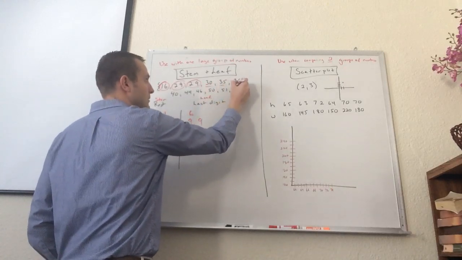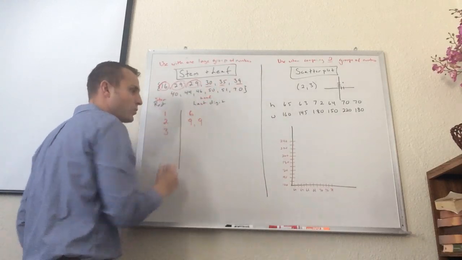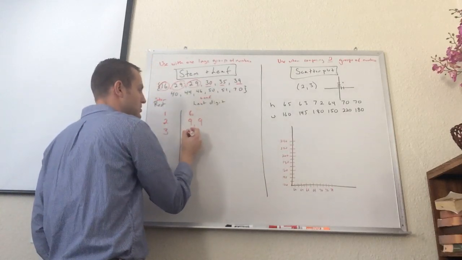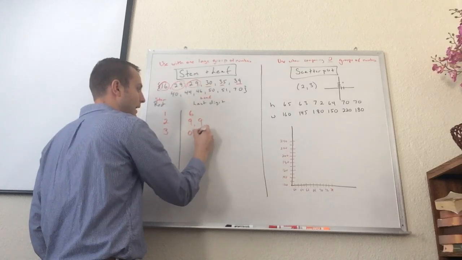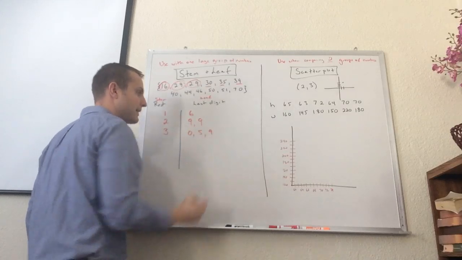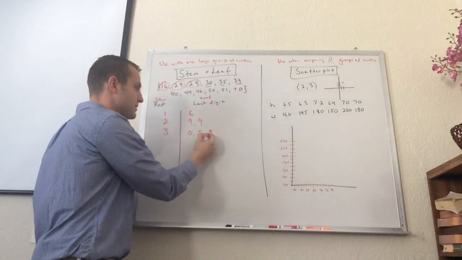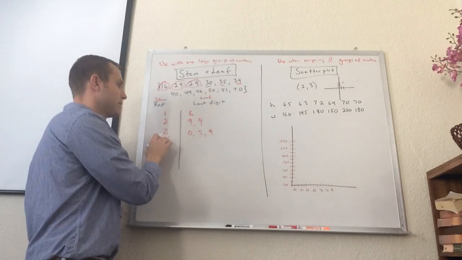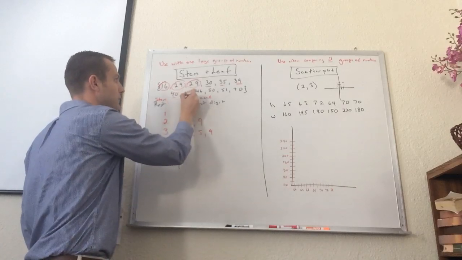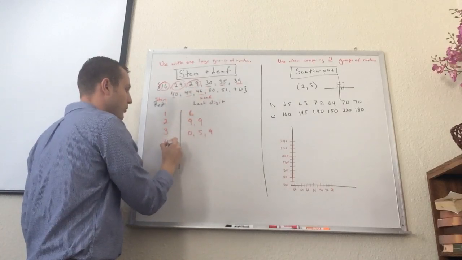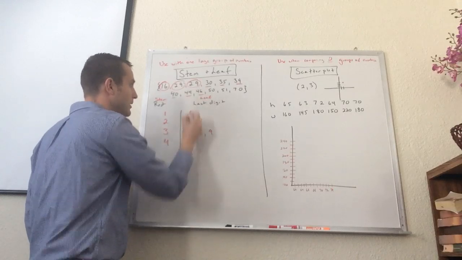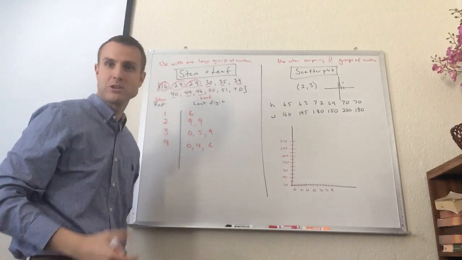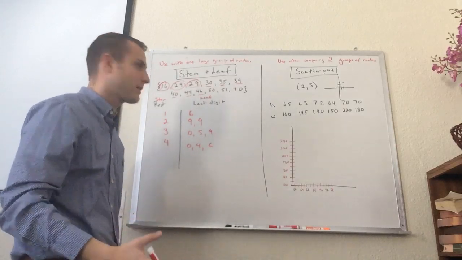Next, I have 30, 35, and 39. So I write 3 just once for all of my 30s, and over here I write which 30s I have: 30, 35, and 39. I write the last digit over here, and just once, the first digit. Then I have 40, 44, and 46. Again, I write 4 once. I have 40, so that's a 0, 44, so that's a 4, and 46, so that's a 6. Again, make sure you do this in order from least to greatest.